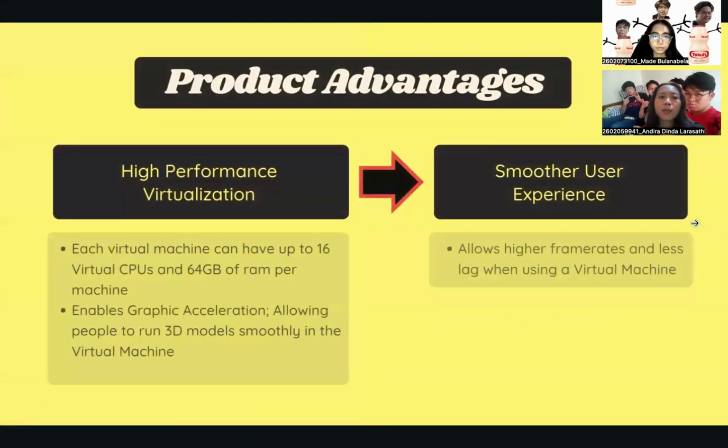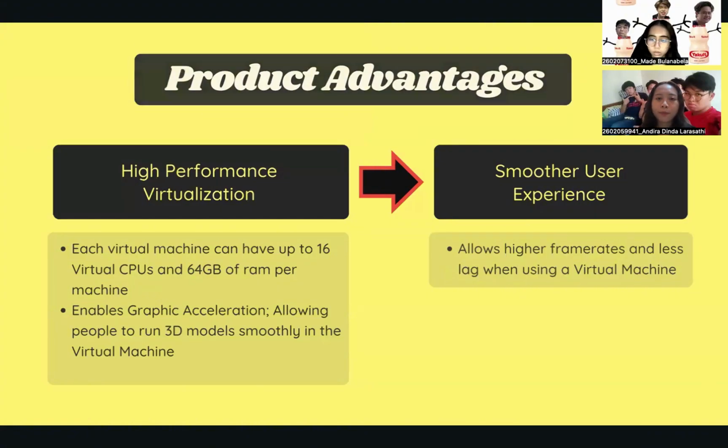And there are the product advantages. The first one is high performance virtualization. Each virtual machine can have up to 16 virtual CPUs and 64 gigabytes of RAM per machine, and enables graphic acceleration to allow people to run 3D models smoothly in the virtual machine. From high performance virtualization, the output is a smoother user experience, allowing higher frame rates and less lag when using the VM.